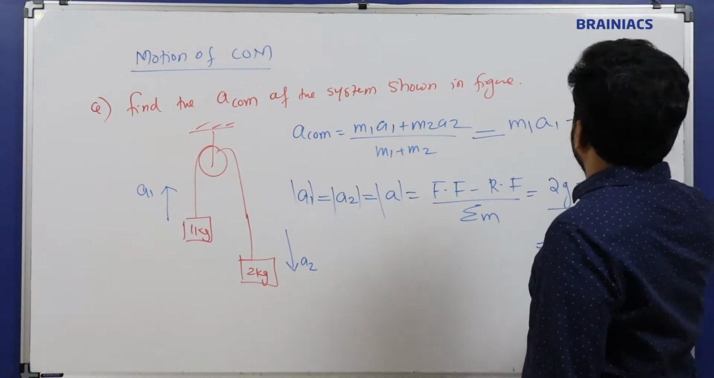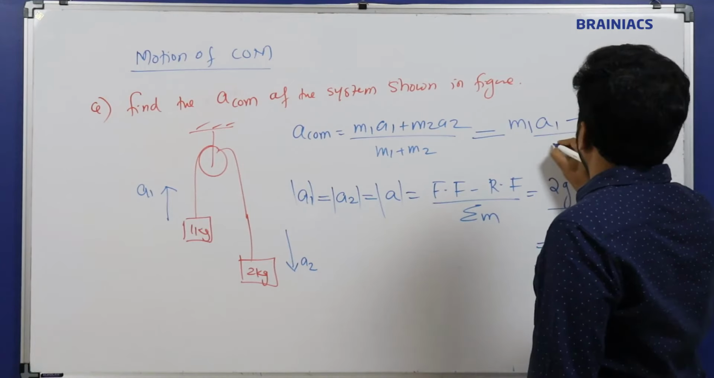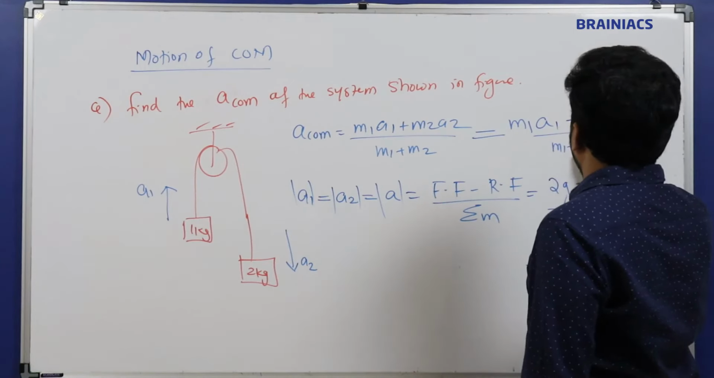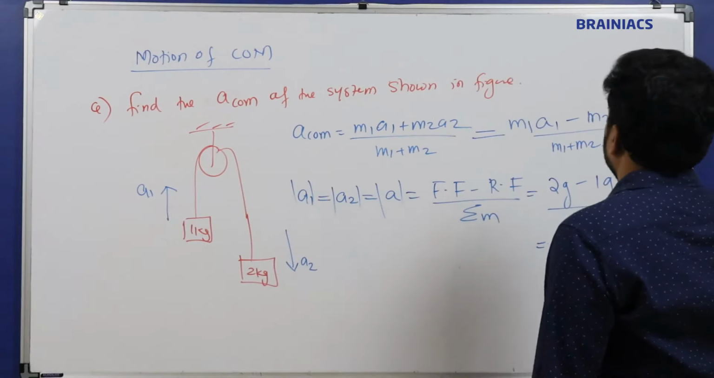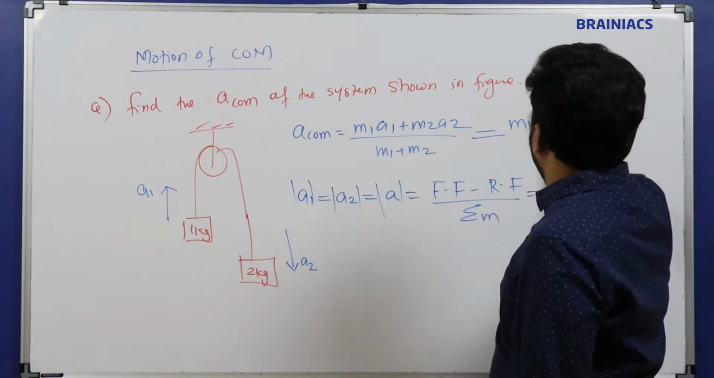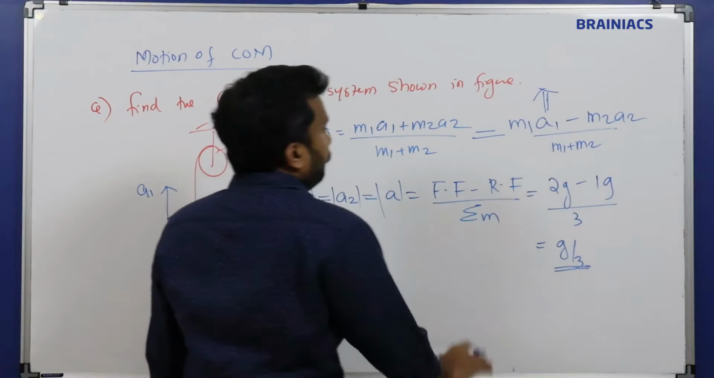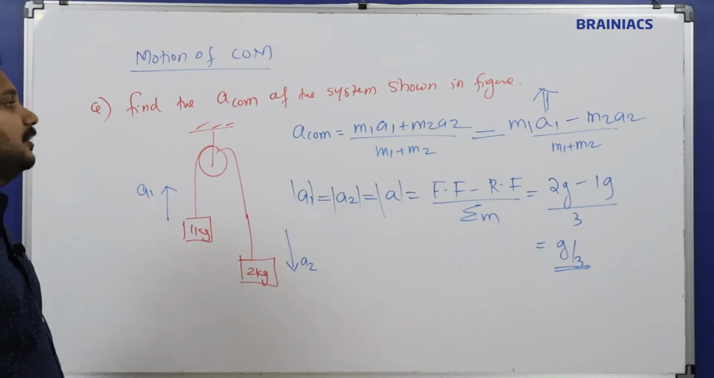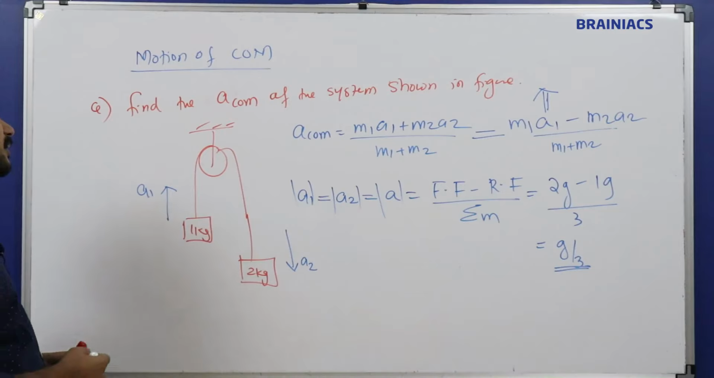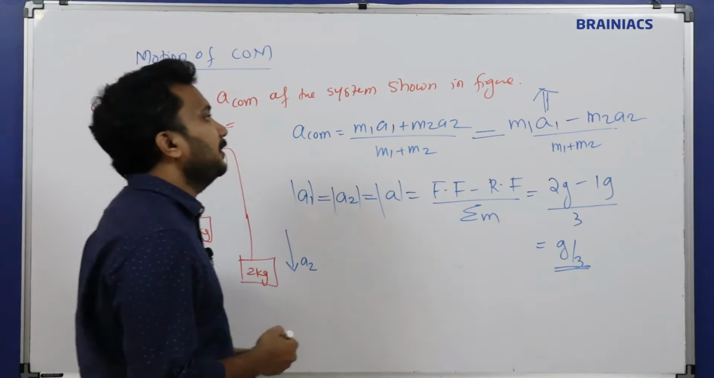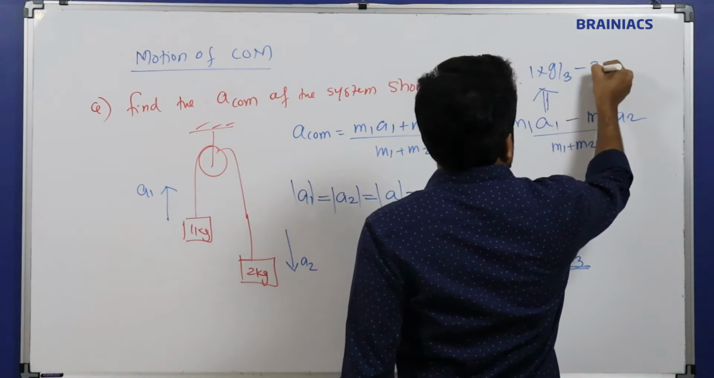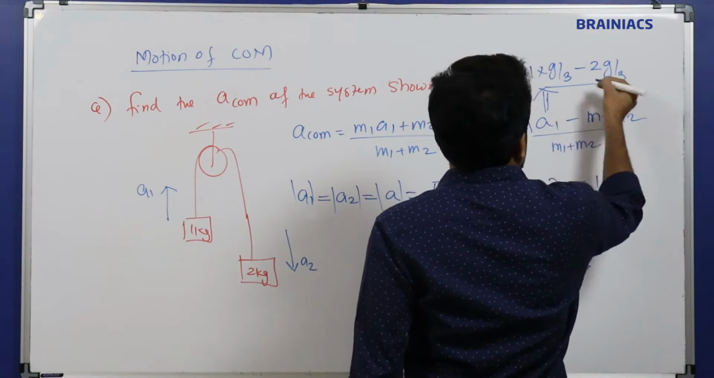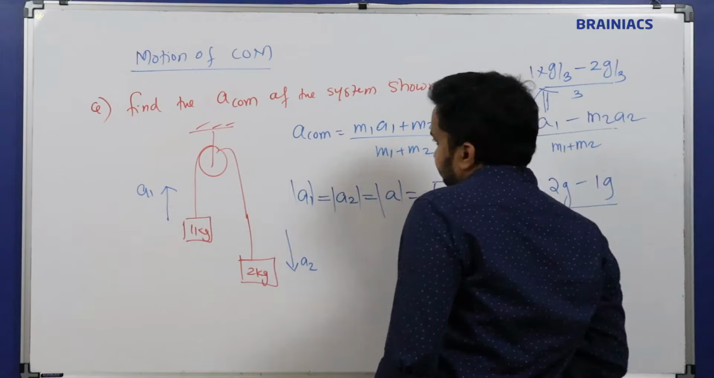A1 minus m2a2 divided by m1 plus m2. Why is a2 negative? Because it's going in the minus y direction. Okay, now we are solving over here. Now we got this g by 3 part. Now we are substituting the values we have gained. What is m1? 1 into g by 3 minus 2g by 3 divided by m1 plus m2, 3.